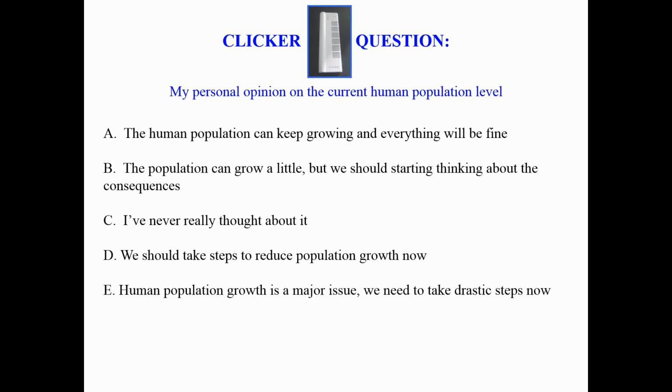So let's have a quick start with a fake clicker question. Just think about where you are on this scale generally. This is my personal opinion on the current human population level. A, the human population can keep growing and everything will be fine. B, the population can grow a little, but we should start thinking about the consequences. C, I've never really thought about it. D, we should take steps to reduce population growth now. E, human population is a major issue. We need to take drastic steps now. Okay, so just take 5 seconds to really self-assess where you sit on this line.